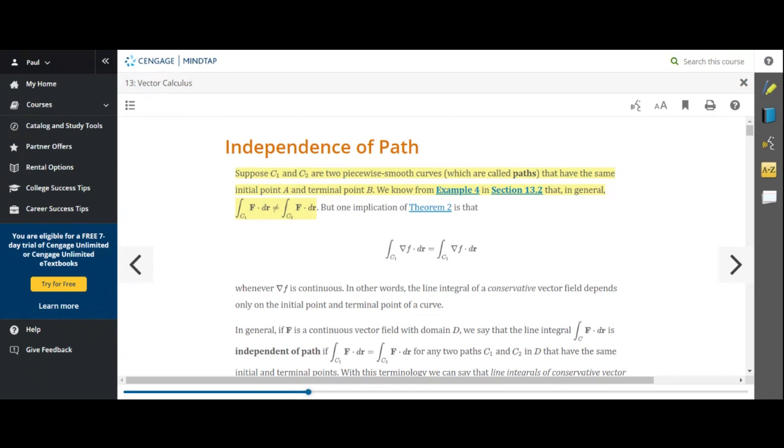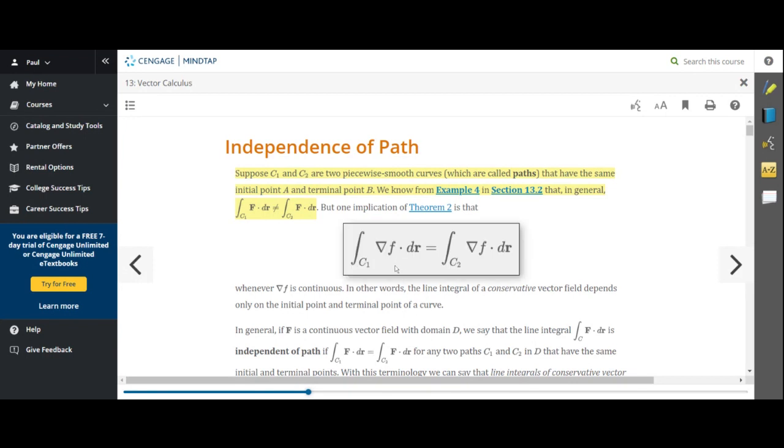If you remember example 4 back in section 13.2, we have that example in the recording, you had an initial point at -5, -3, and a point at 0, 2, and you had two paths. One is a line segment, the other is a parabola, and we computed the line integrals with respect to both of those paths, and we got different values. But that's not going to happen if you have a conservative vector field.